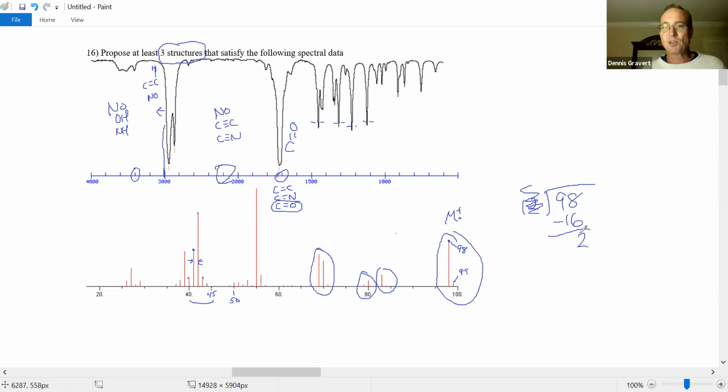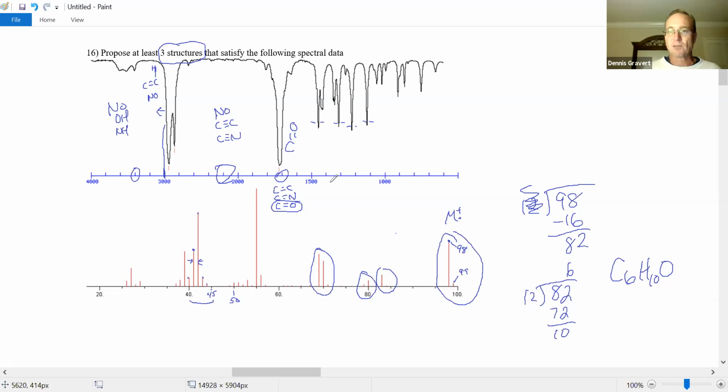98 minus 16 is 82. Then divide that by 12. 12 times 6 is 72, which leaves 10. So C6H10 with 1 O. And I already know there's got to be 1 degree of unsaturation. Make room for this.